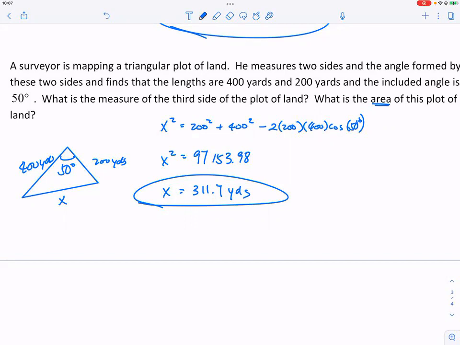If they give you what again? The side instead of the angle? Find the angle? Yeah.